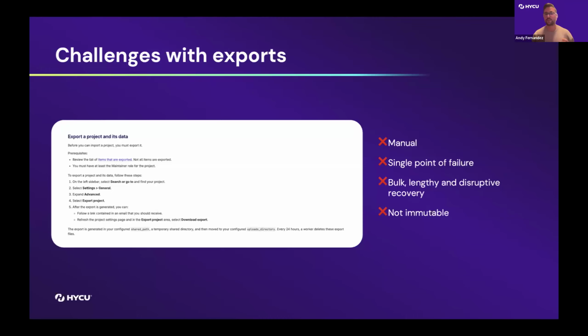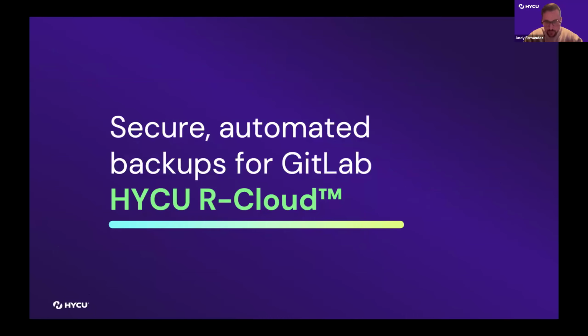So this is where organizations make the logical step to evaluate a third party for backups as well. And that's what we wanted to talk to you about today at HYCU. I'll give you a little bit of insight, but the focus today is on how to make sure that you have secure and automated backups for GitLab via the HYCU R-Cloud platform. And we're going to show you exactly how you're able to do this across your DevOps stack.